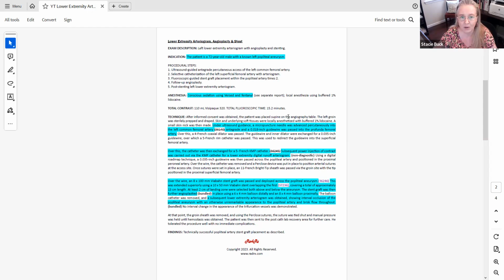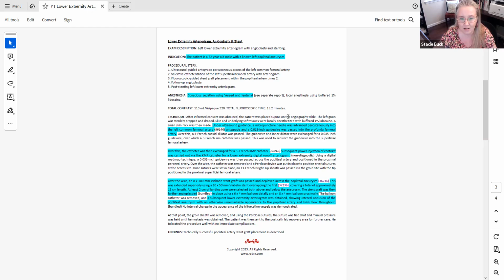So first, let's take a look at the clinical indication that is going to be treated. We see here that the patient is a 72-year-old male with a known left popliteal aneurysm. So we have 2 key pieces of information here. We see that the aneurysm diagnosis is known, so that is going to be a piece of the puzzle in determining whether or not we're going to assign diagnostic angiography codes. And then also the clinical indication is important to know because that determines what therapeutic intervention code we are going to assign for this extremity angioplasty and stent placement.